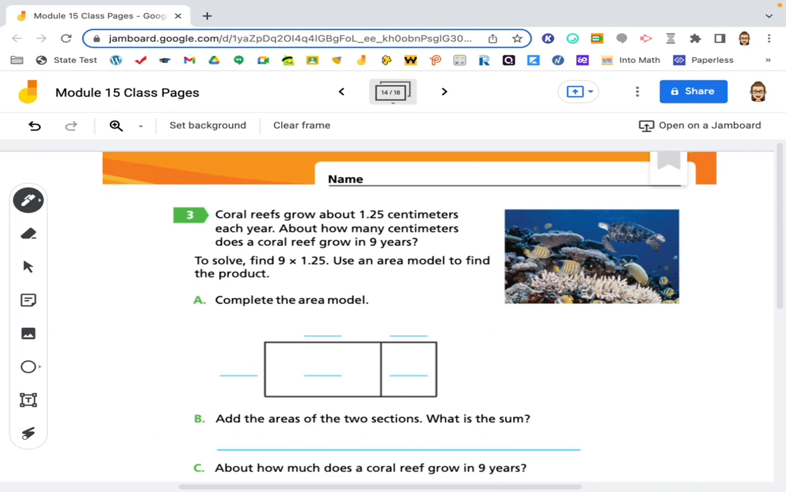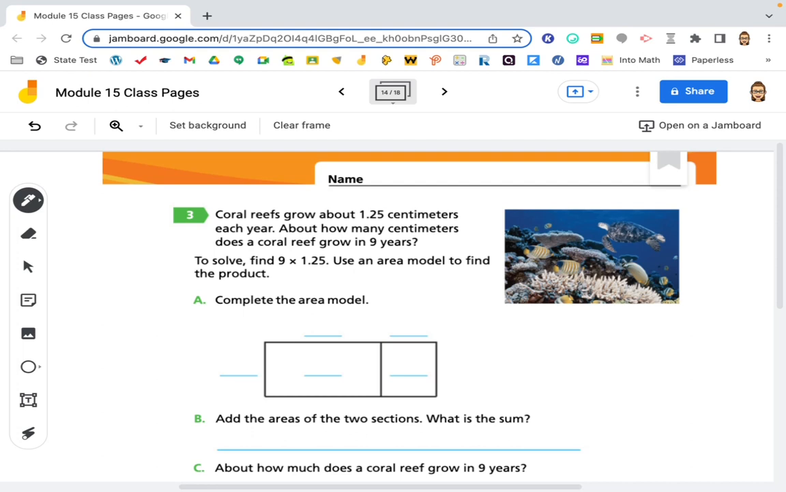Coral reefs grow about 1 and 2,500 centimeters each year. About how many centimeters does a coral reef grow in 9 years? To solve, find 9 times 1 and 2,500. Use an area model to find the product. Complete the area model.